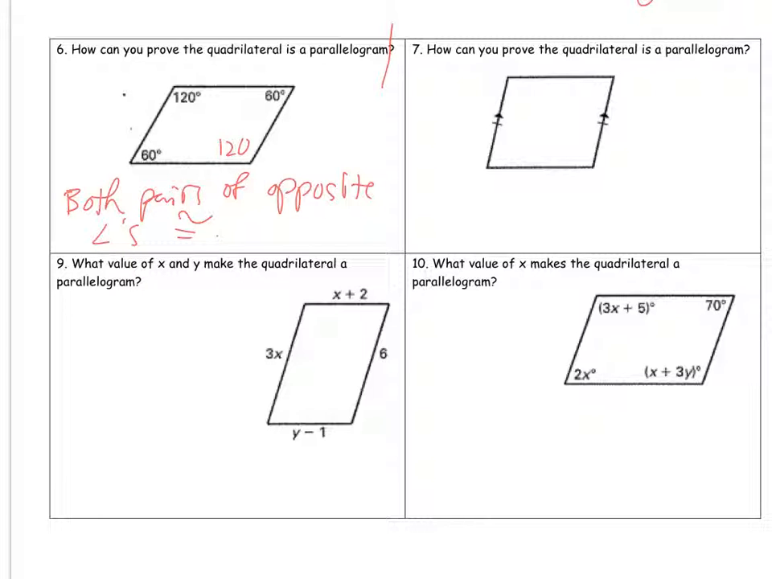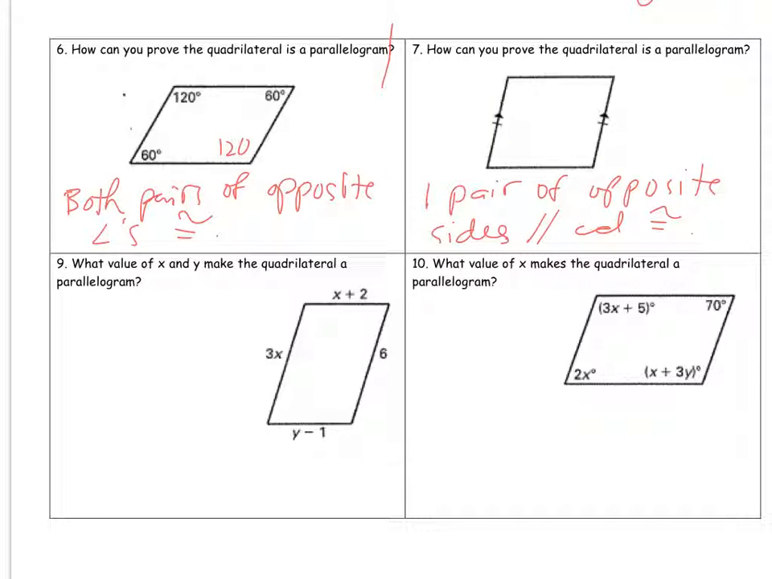Why on number 7? Opposite sides are congruent and parallel. All right, so instead of both pairs, one pair of opposite sides, parallel and congruent. And that's the fifth thing that we just talked about that we have a picture of above. Okay, all right, number 9 and 10.